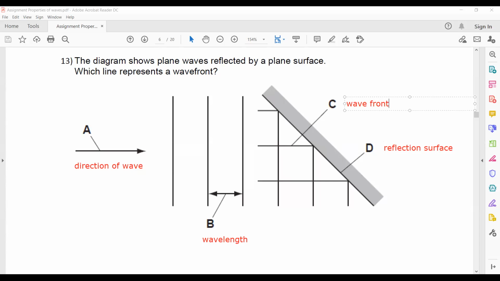So what happened here is that the wave strikes the surface, changes direction and bounces back. So C was the right answer for this.